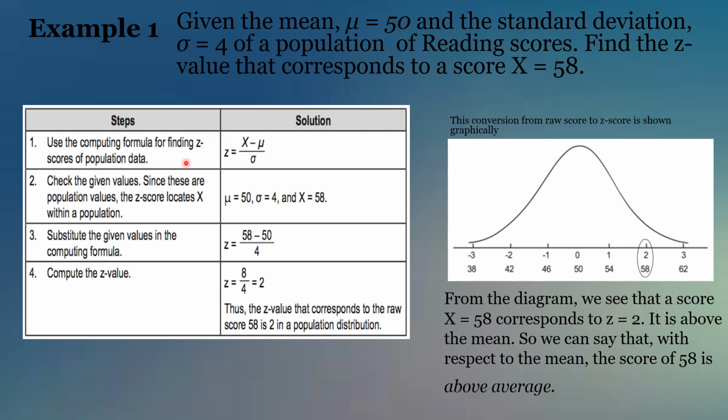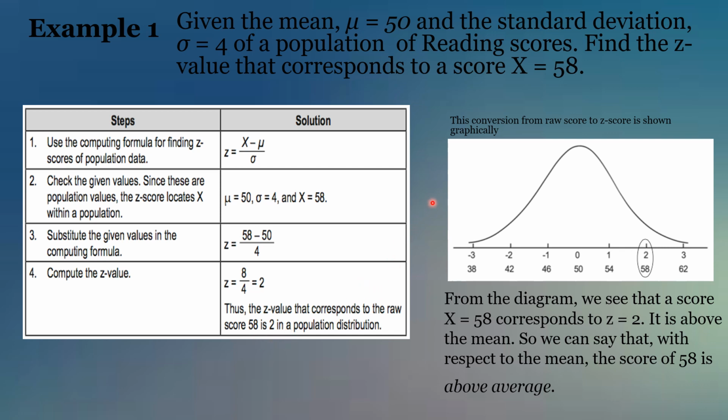Okay, so first step is to use the formula of the z-score, which is x minus the mean over the standard deviation. Okay, so now, check the given values. Ang given values natin, mean is equal to 50, standard deviation is equal to 4, then the x, or yung ating given measurement, is 58. Okay, so substitute all the given to the formula. So 58 minus 50 over 4. So 58 minus 50, that is equal to 8, divided by 4 equal to 2. So the z-value that corresponds to the raw score 58 is 2.